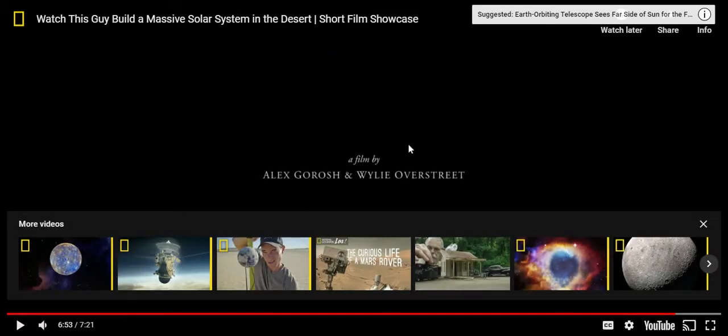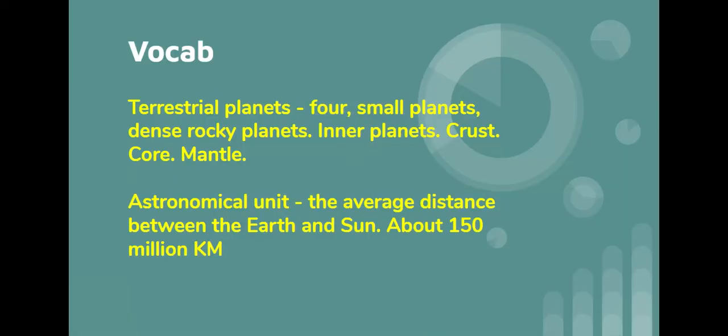All right, students. So we are going to talk about the first four marbles floating in nothing, the terrestrial planets. And the terrestrial planets are closer to the sun. We are actually on a terrestrial planet. They are four small, dense, rocky planets, inner planets. We have a crust, a core, a mantle.